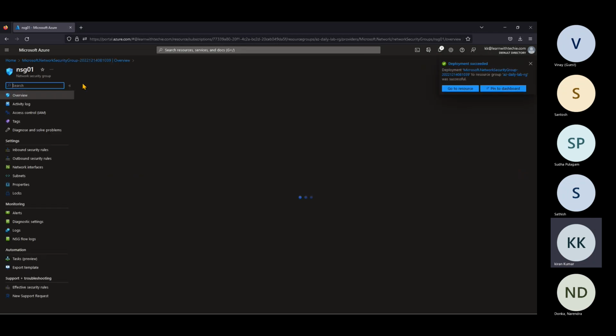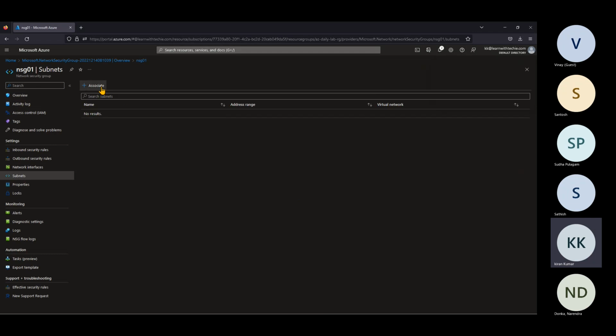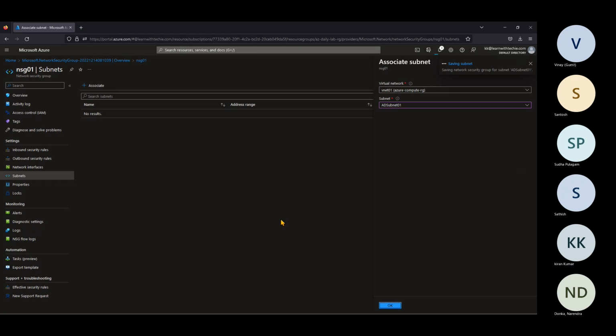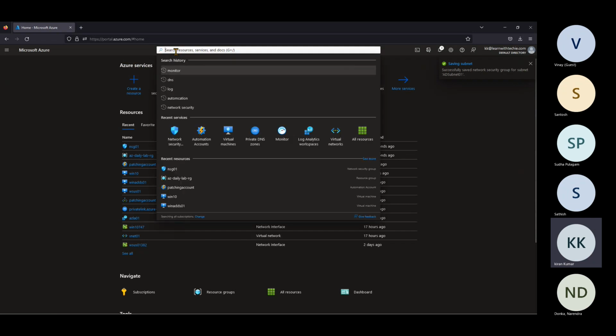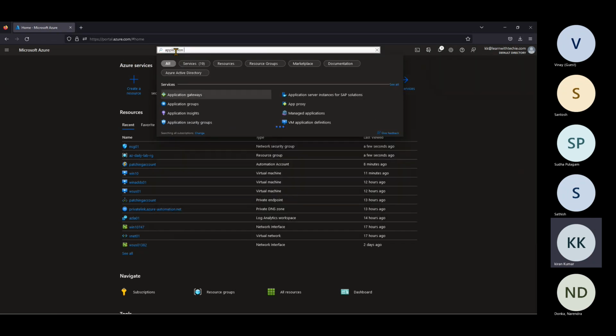Okay, let's go to the VNet and subnet level. First of all, I'm trying to associate VNet 1. Suppose this is the subnet, and click on OK, saving the subnet. Okay, and now the ASG also will be created, the application security group.